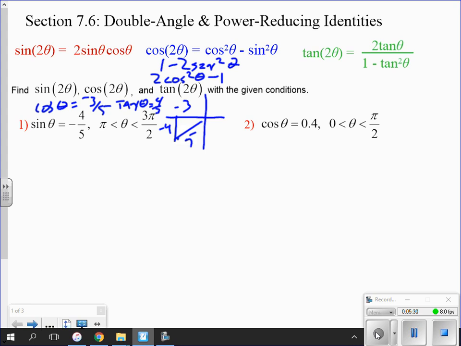Okay? So I just have to find the double angles. For the sine of 2 theta, it's 2 cosine theta sine theta, which means I have 2 times the cosine, -3/5, times the sine, -4/5, and that ends up being 24/25. Doing the arithmetic.